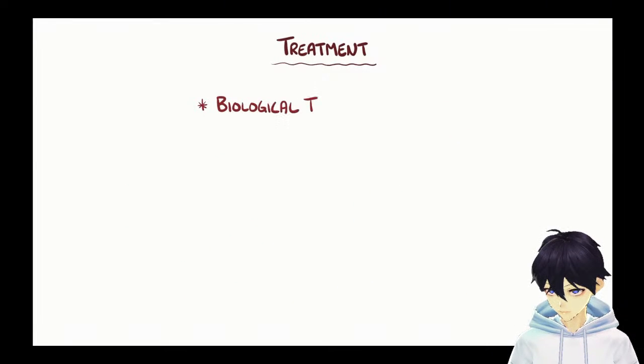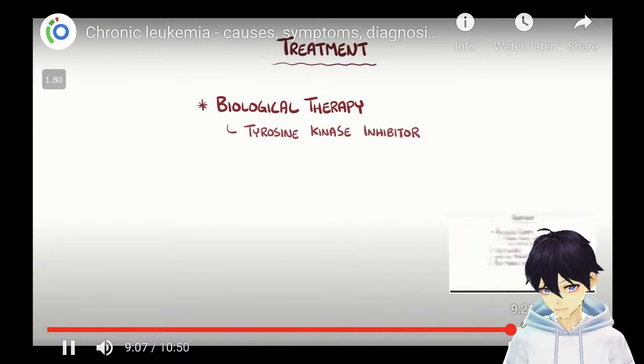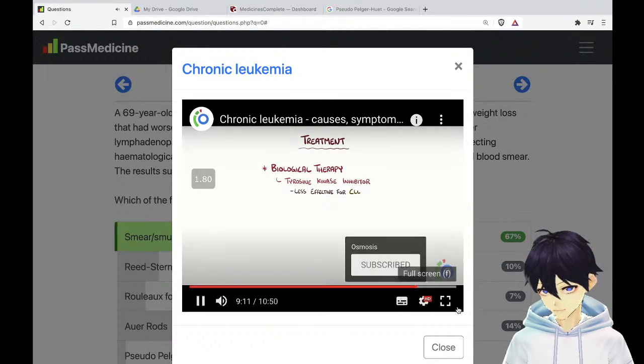Treatment for CML always includes biological therapy, with a tyrosine kinase inhibitor aimed at stopping cell division caused by the BCR-ABL protein. This is less effective for CLL, though, since there's no specific target.